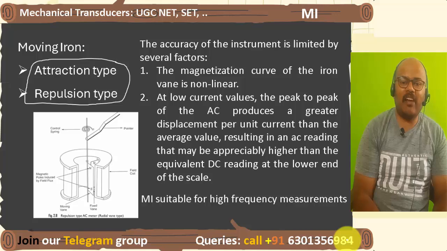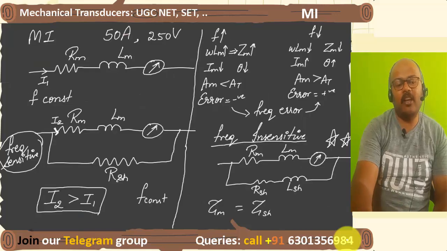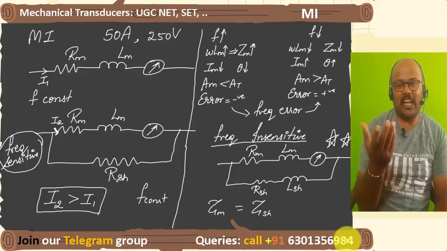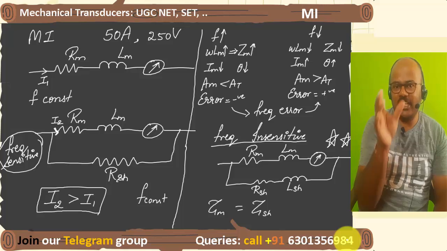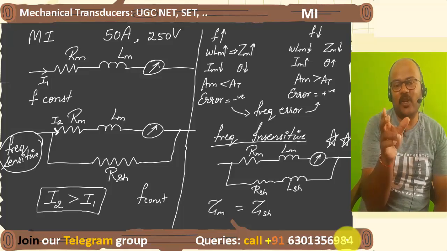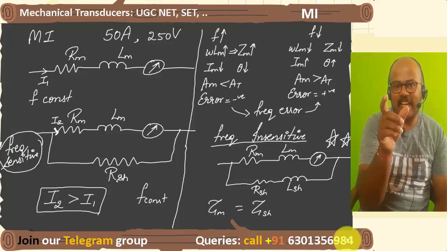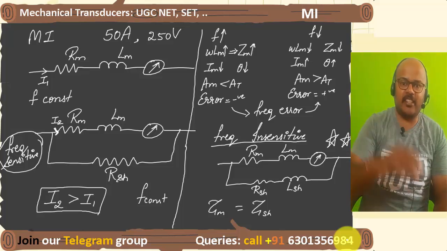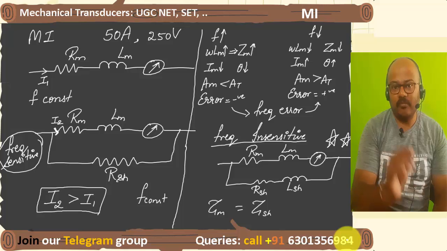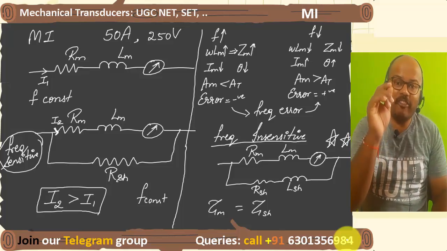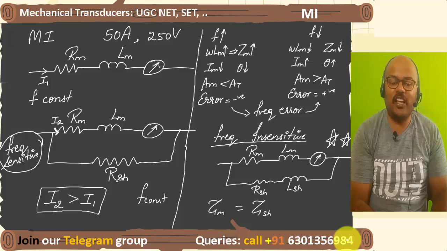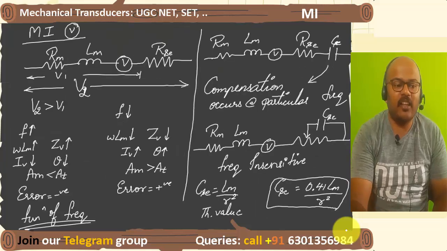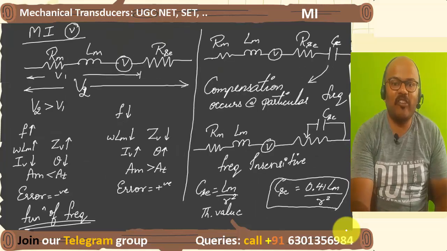Moving iron coil: you will have the attraction type and the repulsion type. Now look at this. In the case of moving iron, you can measure the current and you can measure the voltage. Initially the meter was there. To this you connect an extra resistance, a swamping resistance, in parallel. So the effective resistance decreases, current increases, so I2 is greater than I1. In order to overcome the frequency errors or frequency fluctuations, the second circuit is used. So this is a frequency insensitive circuit, right? Similarly, we have designed it for the moving iron voltmeter also.